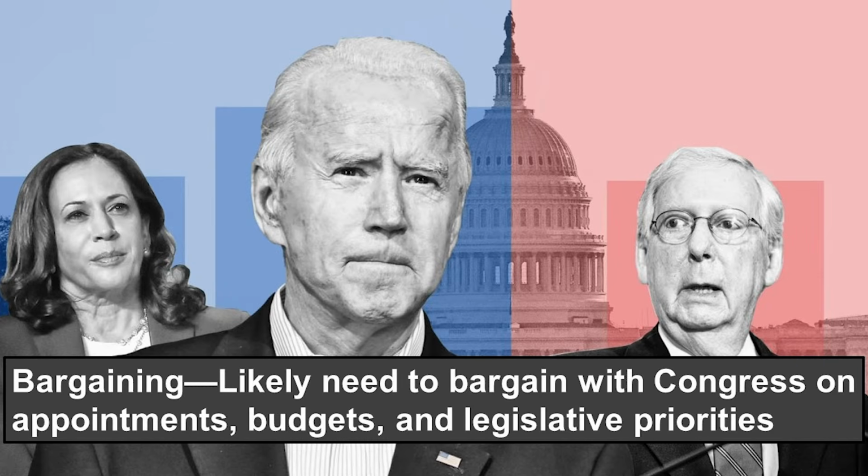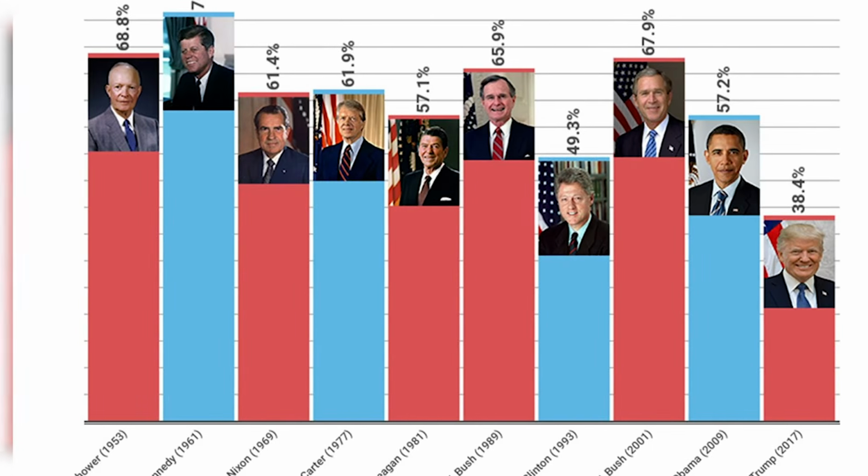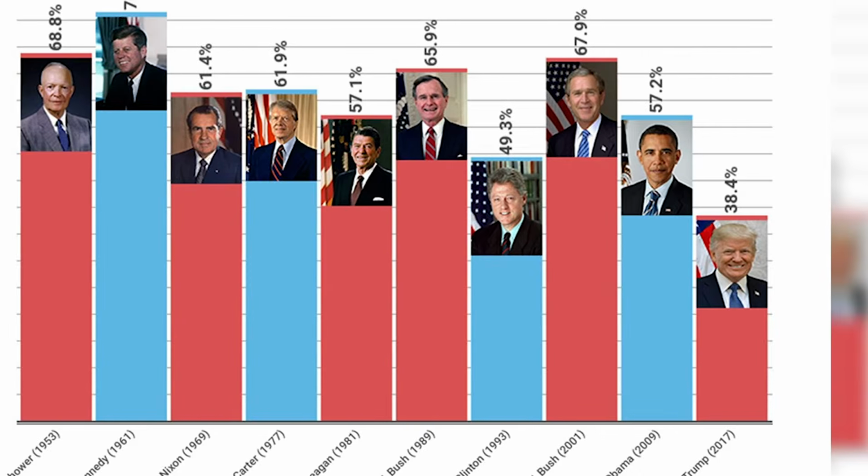Similarly, presidents are very reliant on their powers of persuasion because they lack extensive constitutional powers. So, to get things done, especially in domestic policy, they need Congress. And presidents that are more popular are far more successful in winning congressional support. So, presidents need both public support and congressional support to actually carry out and implement their agenda.